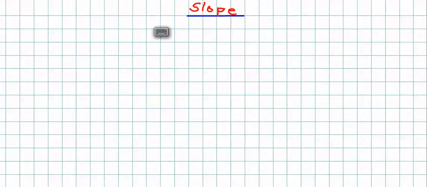We already know how to calculate the slope of a line. What we're going to be looking at today is the slope between two given points. If you remember, slope is the change in y over the change in x, or rise over run. We have a very simple formula that we use to calculate slope given 2 points.